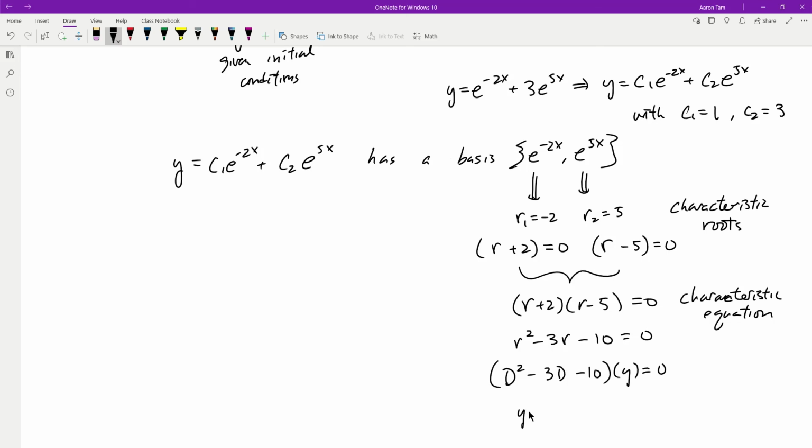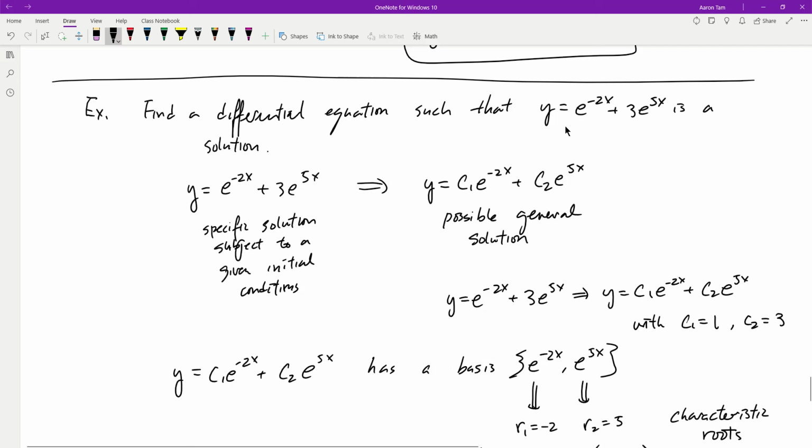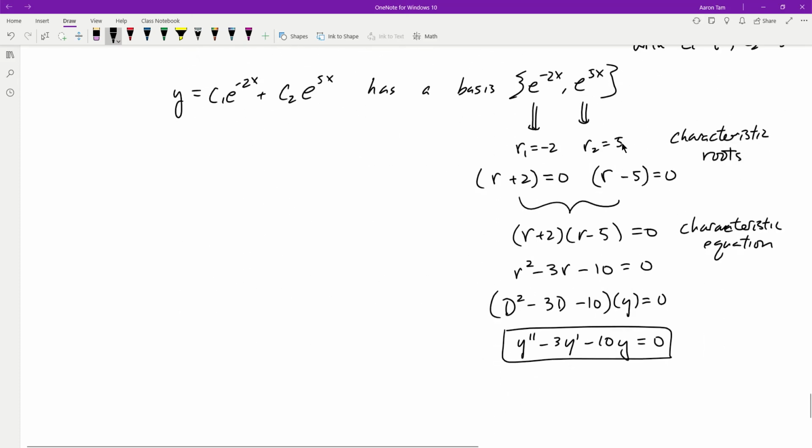Therefore, we form D squared minus 3D minus 10 of y equal to 0. And now I'm ready to write my differential equation, which is y double prime minus 3y prime minus 10y equal to 0. So this is a possible equation that our given expression will have to be a solution of. Now, if you're not sure, we can definitely check. So we can do a quick check just to see that our solution will satisfy it.